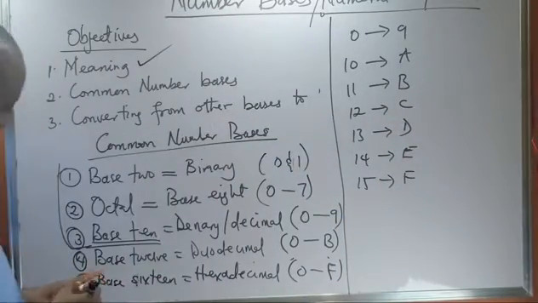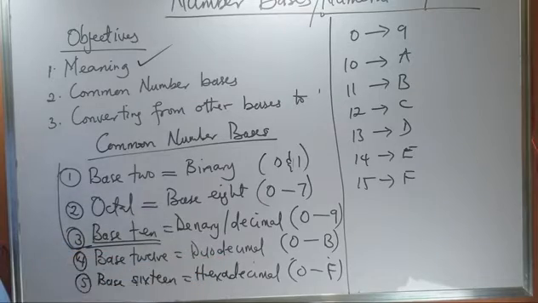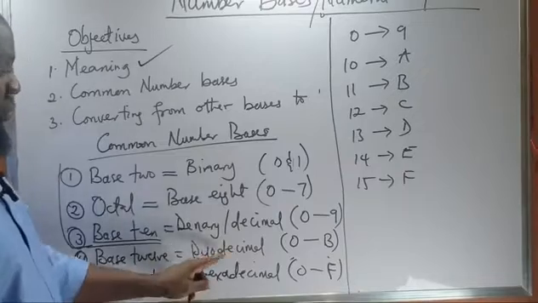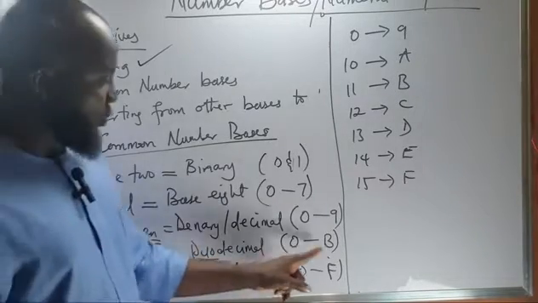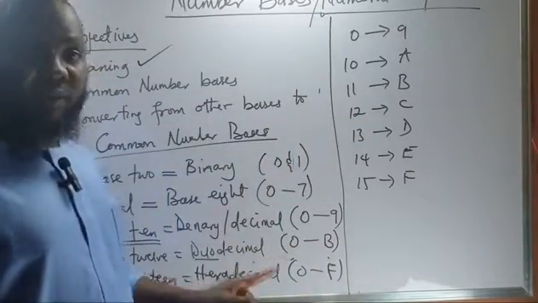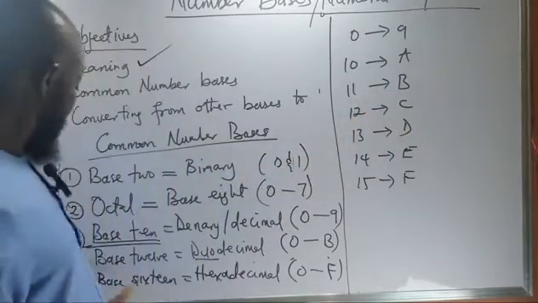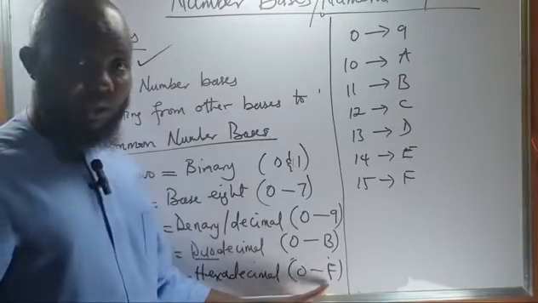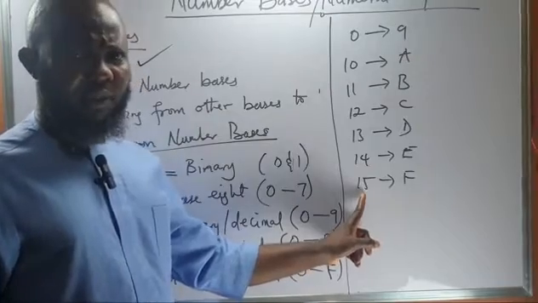So that is the reason why you can see that on base 12 here, duodecimal, duo means 2, decimal means 10. So 2 plus 10, that gives us 12. So we have from 0 to B. B is 11. The highest you can see in base 12 is 11, which is B. While in base 16, which is hexadecimal, the highest you can find there is F. And F stands for 15. Hope I'm making sense.